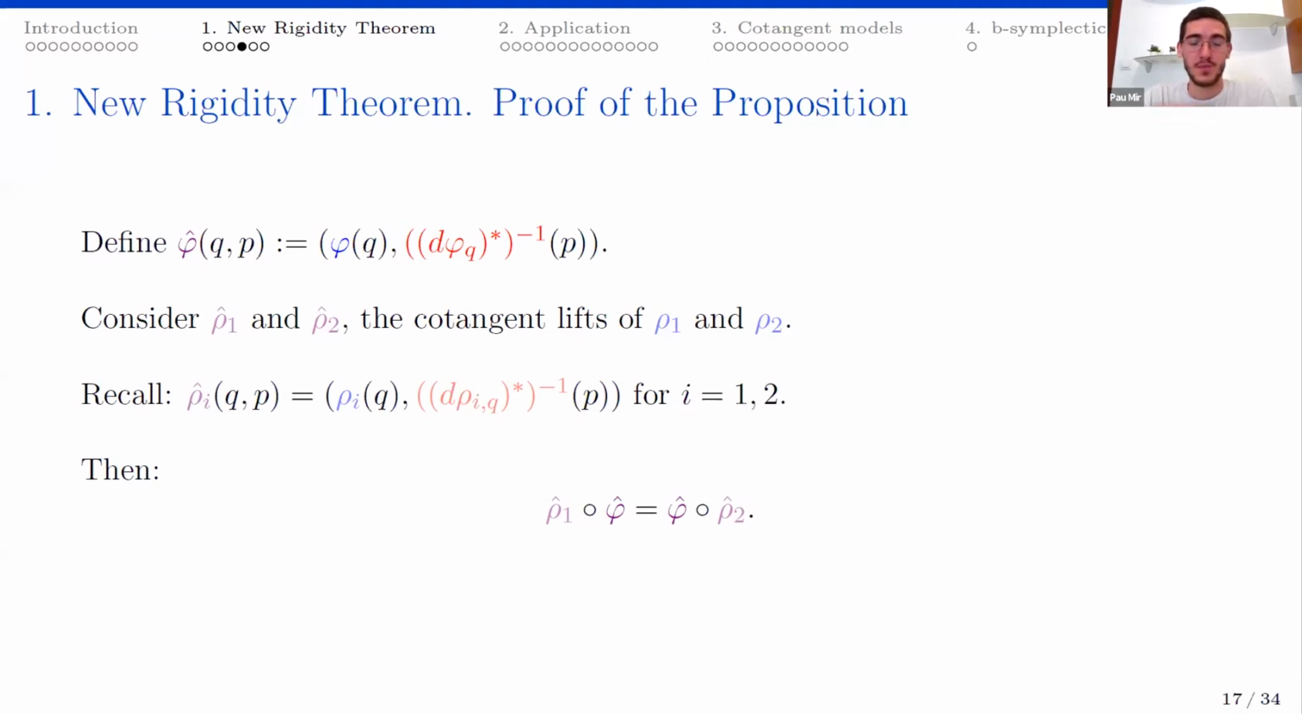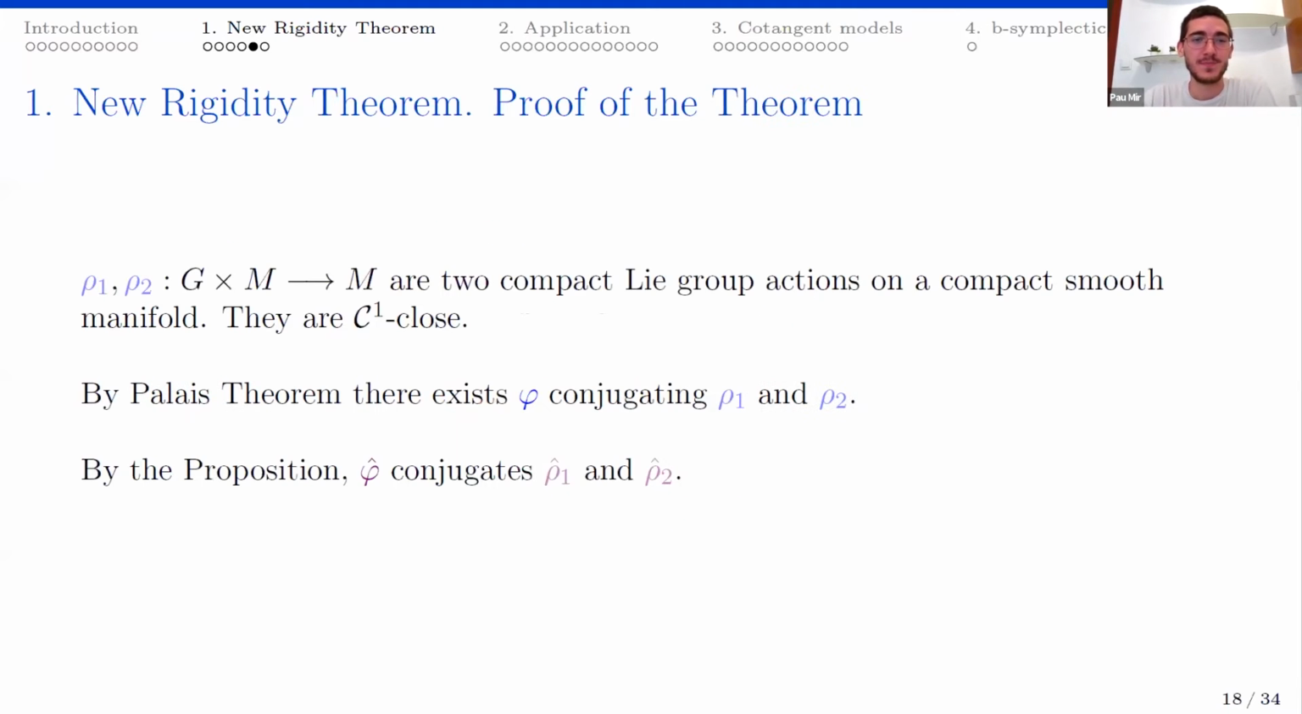So after proving this small proposition, the proof of the theorem starts by taking first the original Palais diffeomorphism that gives the conjugation on the base. Then you take this hat phi that conjugates the cotangent lifts of these actions on the cotangent bundle, and then you have to prove that this hat phi is not only a well-defined diffeomorphism, which we already know that it is, but it is symplectic. So it is a symplectomorphism.